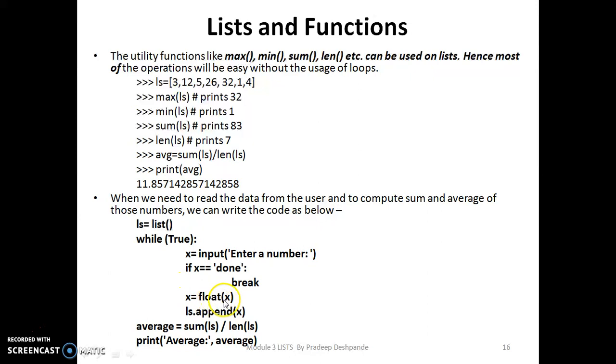When the first element is read, it is appended to the existing list. That is, ls is our list, which we have declared here, ls dot append of x. The x element will be appended to ls. Similarly, this while loop will continue until a done input is given by the user. Later we can find the average, which equals sum of ls divided by length of ls. Here we are displaying the average. That is how we can read the elements from the keyboard for a particular list.